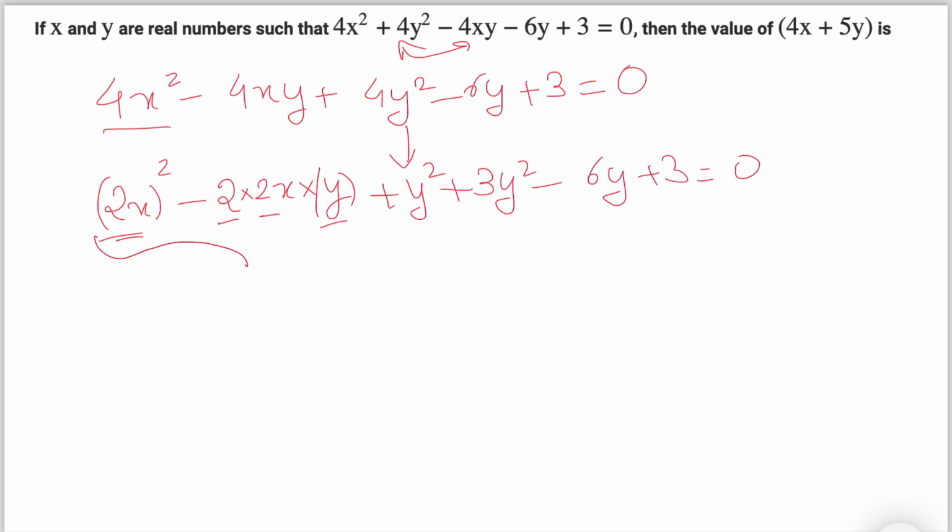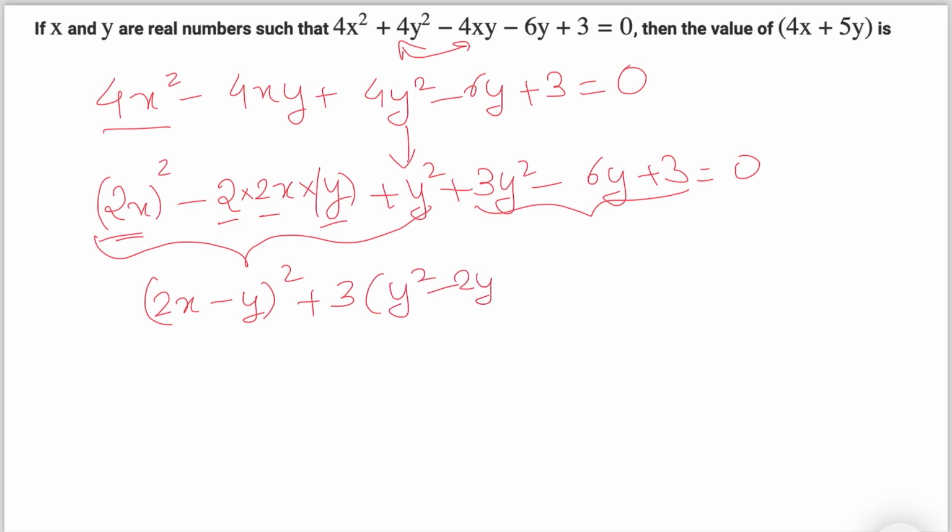So this part is now very clearly a minus b the whole square. So 2x minus y the whole square plus, between these three terms we can simply take a 3 common. I'll take 3 common and get y square minus 2y plus 1 is 0. So what does y square minus 2y plus 1 represent? y minus 1 the whole square, right?